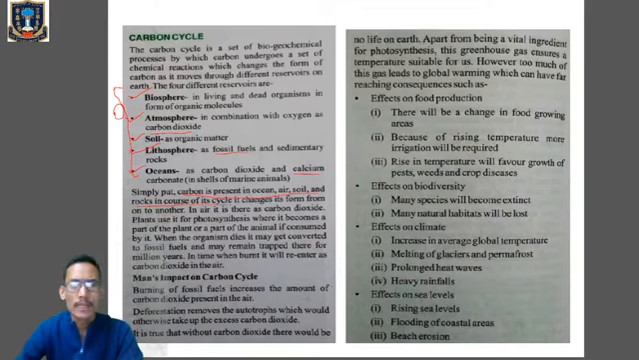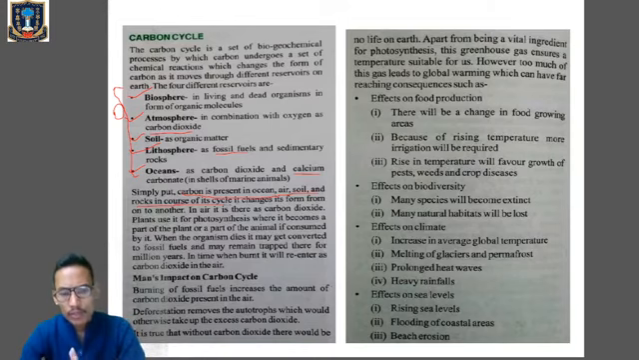Now, carbon is present in the ocean, air, soil, and rocks in the course of its cycle. But since this carbon undergoes a set of chemical reactions when it moves between different reservoirs, in simple language we can say that carbon is present in the ocean, in the air, in the soil, and even in the sedimentary rocks, but it changes its form from one form to another.